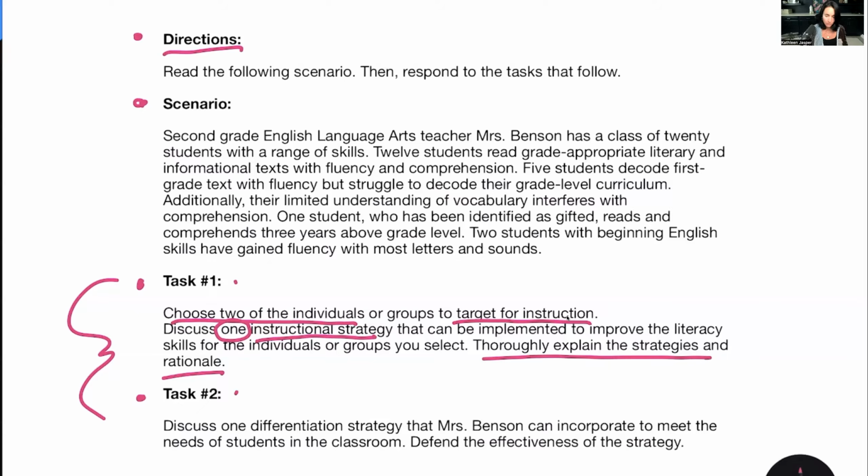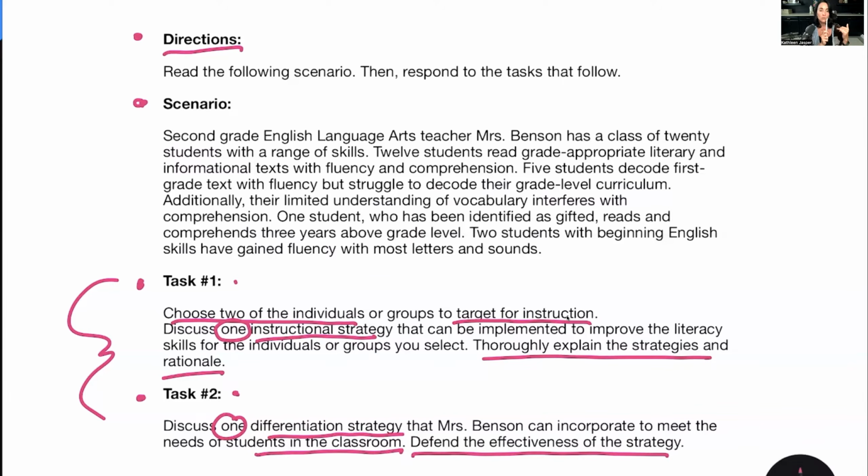Task number 2 is discuss 1 differentiation strategy that the teacher can incorporate to meet the needs of the whole classroom. So now we're talking whole group. So what can I do whole group to meet the needs of all the students in the class? And then just like above, we need to defend the effectiveness. It's the same thing as explaining it and giving the rationale. All right, so now I kind of know what I need to do.